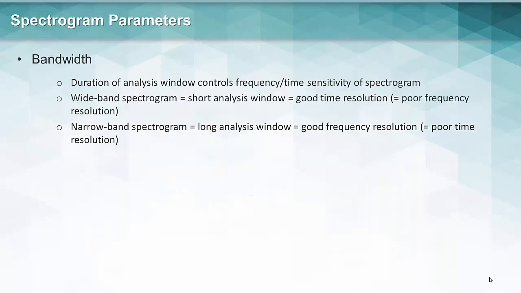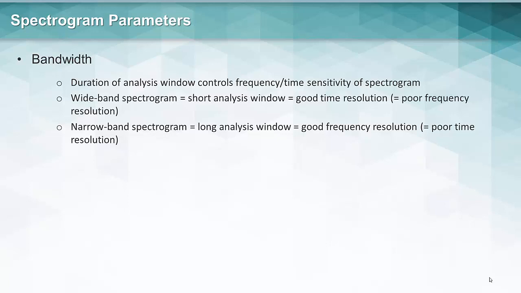Another parameter that can affect what a spectrogram looks like is called bandwidth. Bandwidth is literally the width of the frequency bands for the spectrogram, which affects how sensitive the spectrogram is to differences in frequency. A narrowband spectrogram would reveal very small differences in frequency, while a wideband spectrogram would smear those small differences together. You might think narrowband would always be better because it's more precise, but it's not that simple.